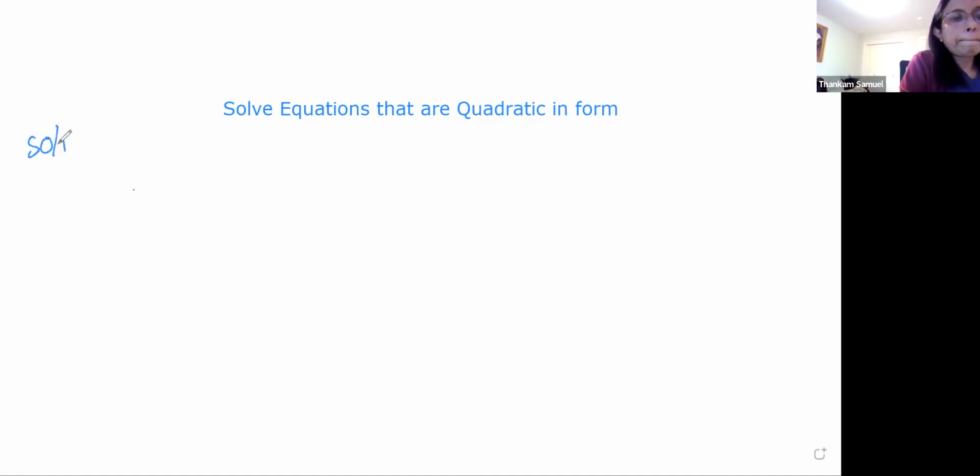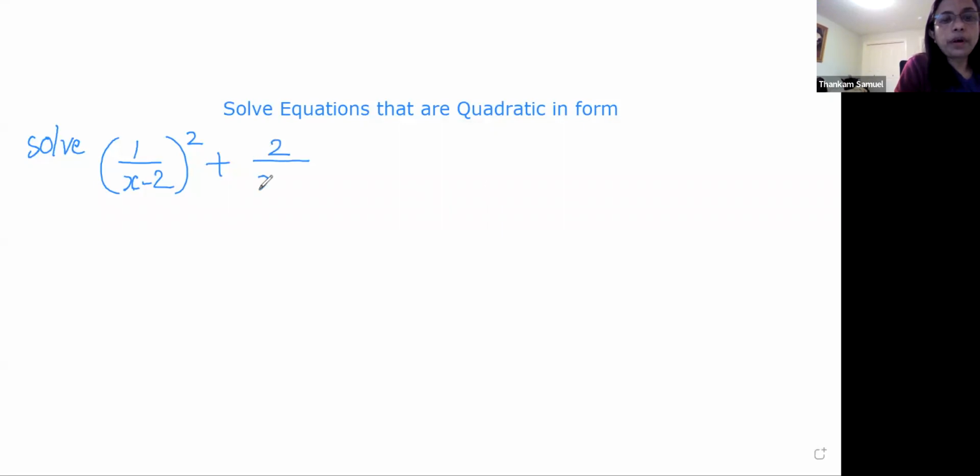Solve 1 over x minus 2, the whole quantity squared, plus 2 over x minus 2, minus 15 equals 0. So we need to rewrite this equation in quadratic form, and then we have to solve the equation.